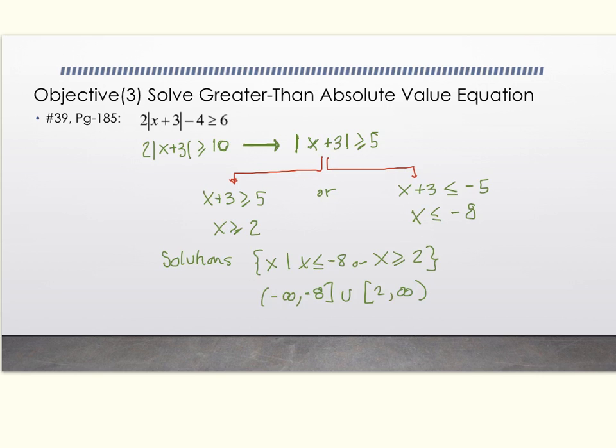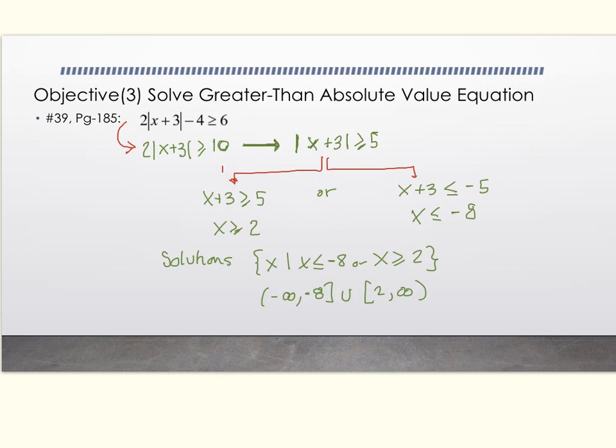Our third objective is to solve a greater than absolute value equation. Again, the same ideas apply. We're trying to isolate the absolute value on one side of the equation. So the first step, of course, is to add 4 to both sides. We get 2 absolute value of x plus 3 is greater than or equal to 10. And then we divide by 2 on both sides, and we get the absolute value of x plus 3 is greater than or equal to 5.